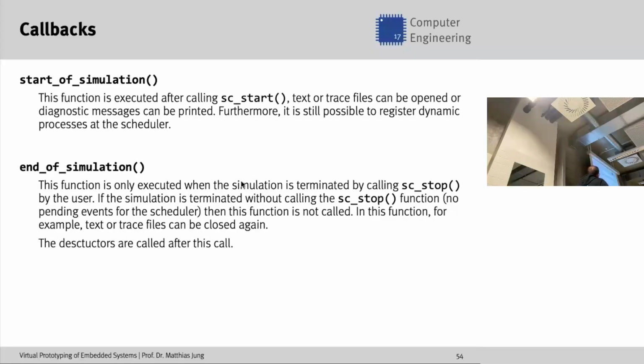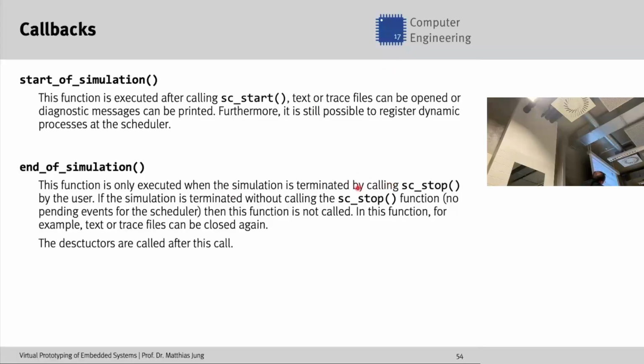There's start of simulation. So after you call SC start, what you can do there is, for example, open text or trace files where you want to put some logs or information. Here you can also still create dynamic processes. And there's end of simulation.